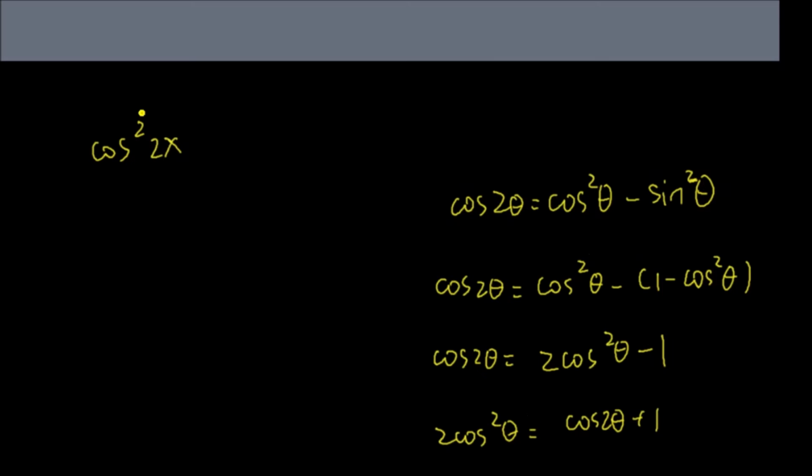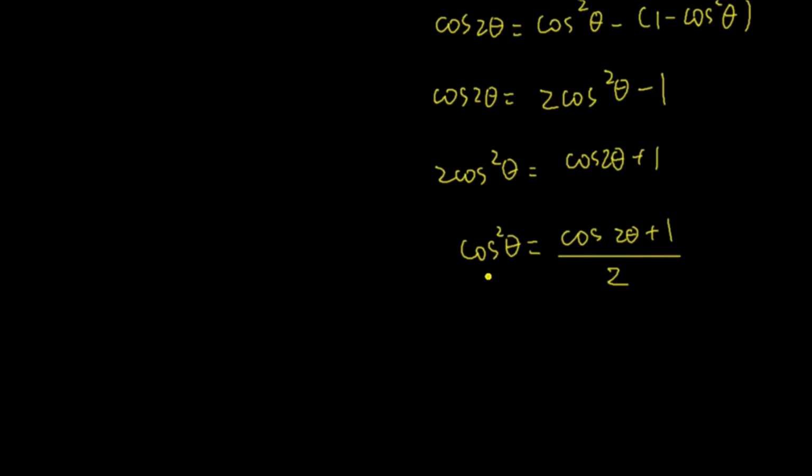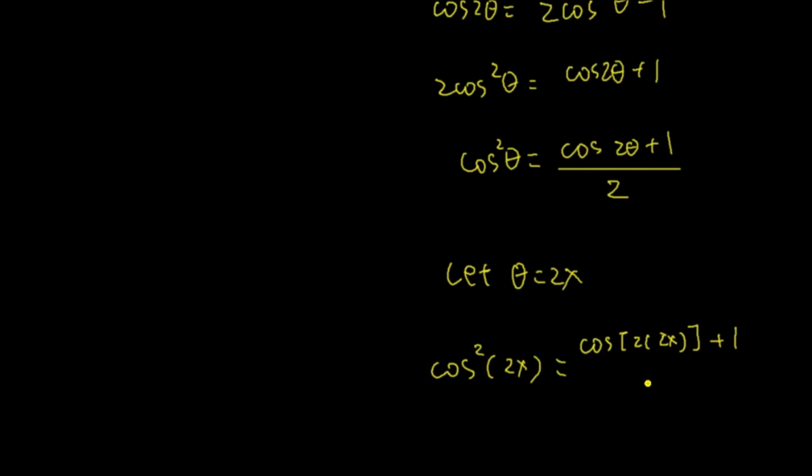Okay, so we have cosine squared 2x here, and that's like cosine squared theta. So what I would do is let theta equal 2x. So I can replace theta with 2x. That is cosine squared 2x, because theta is 2x now. That is (cosine of 2 times 2x, plus 1) divided by 2.